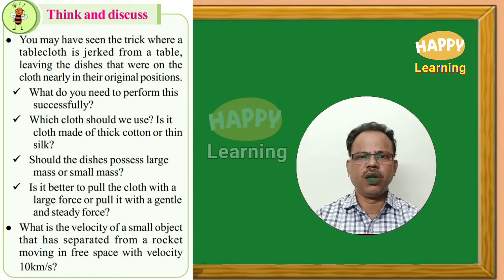So on the table, cloth is spread and some objects are kept on the cloth, and suddenly with a jerk this cloth is pulled out. Then due to the property of static inertia, the objects will remain on the table almost at their original position, and the cloth under these objects just gets out from under the objects. Here we can observe the property called static inertia.